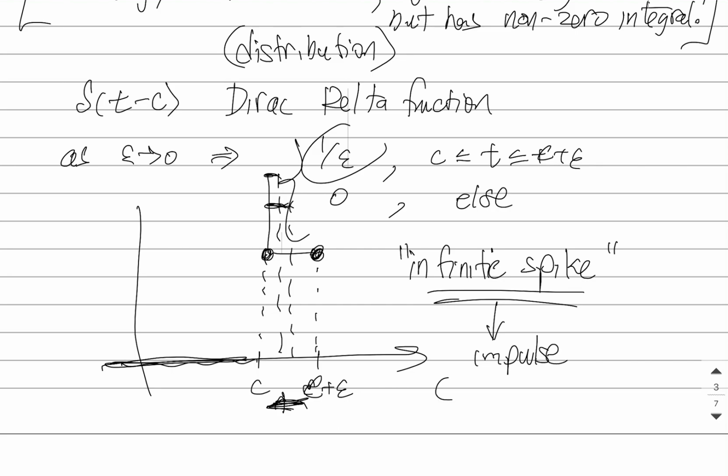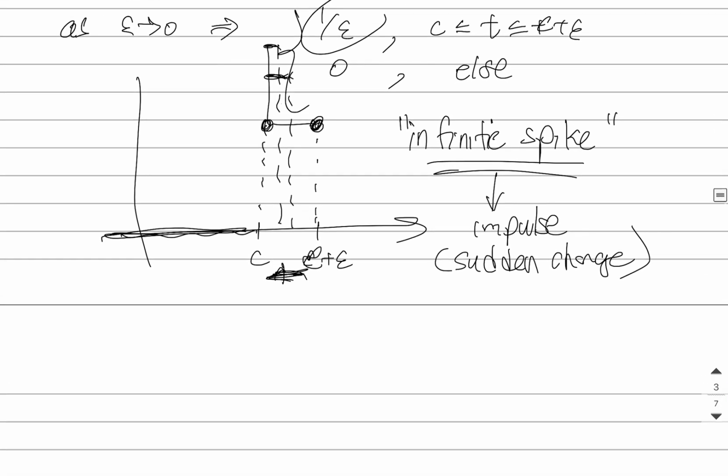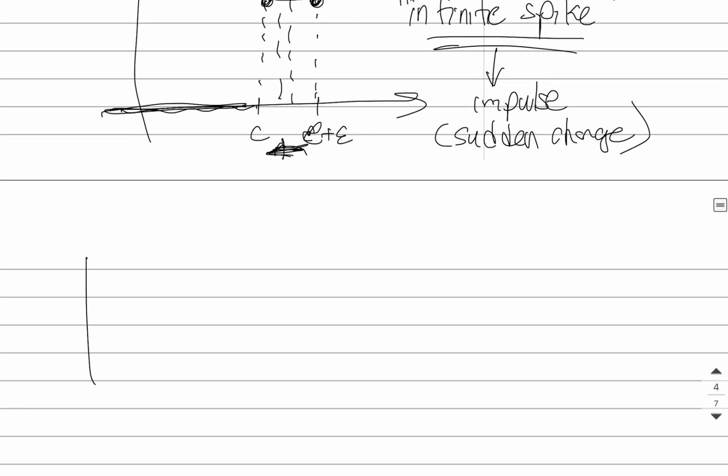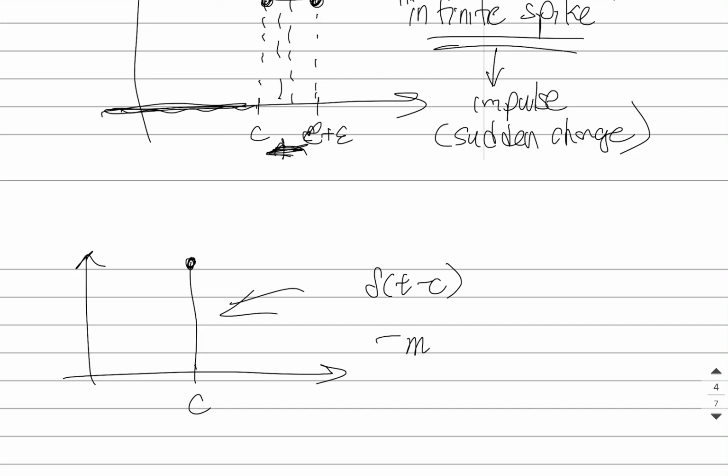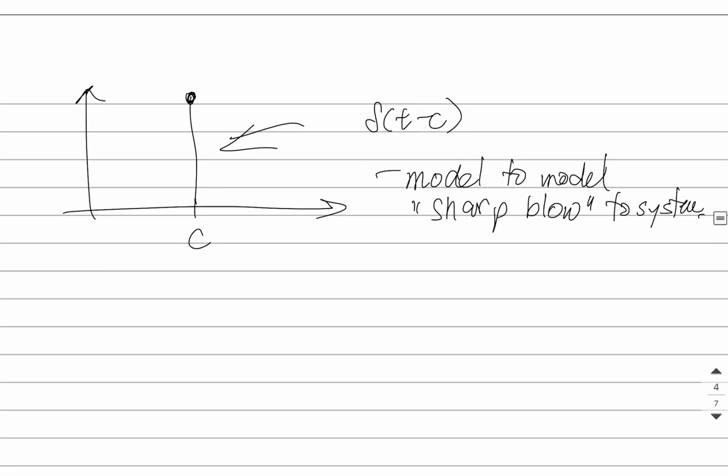And an impulse is a sudden change. Now, physics people like to use impulse for a sudden change in momentum. But generally, we are going to use the delta function as a sudden spike. Sometimes engineers and physics people like to draw the delta function with just a vertical line. Why do we care? It's used to model what we'll call a sharp blow to a system. And I'll talk about that in just a moment. But back to the point.